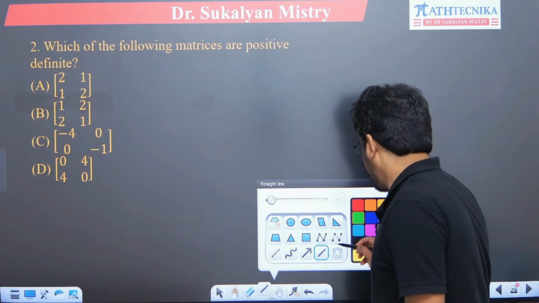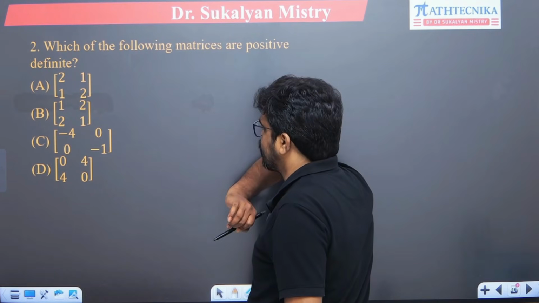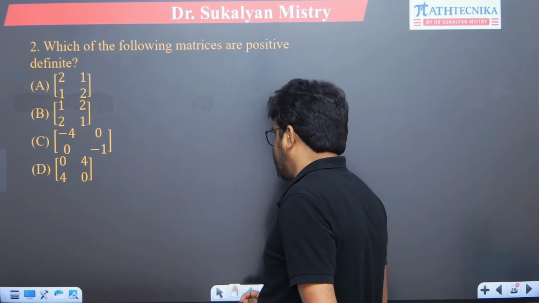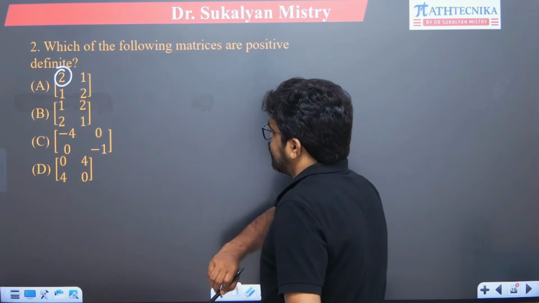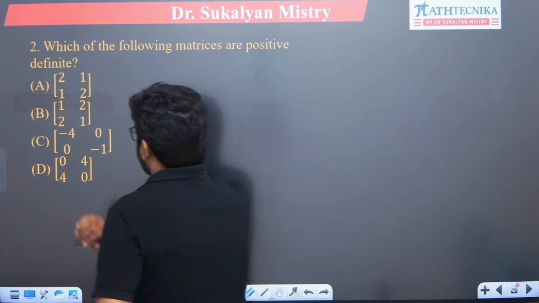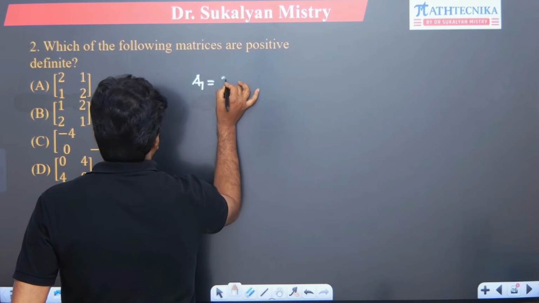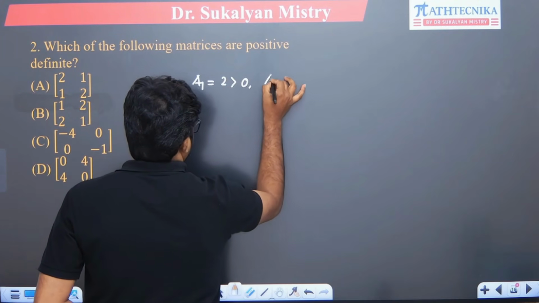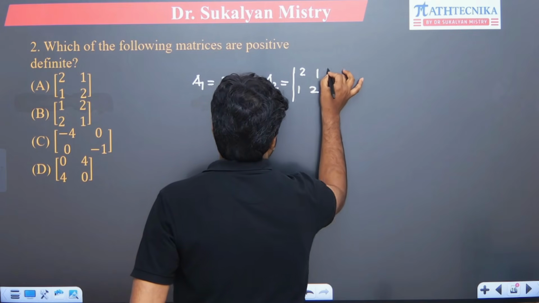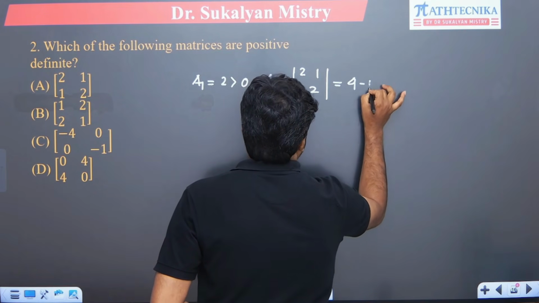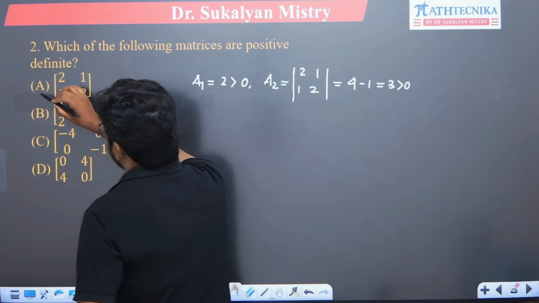See this problem. Which of the following matrices are positive definite? See this, this term is positive, right? So I solve it by the minor method. If we solve this problem by the minor method, here A1 is 2, that is greater than 0. What is A2? A2 is the determinant of 2, 1, 1, 2. That is 4 - 1, that is 3, which is greater than 0. So this is positive definite, right?